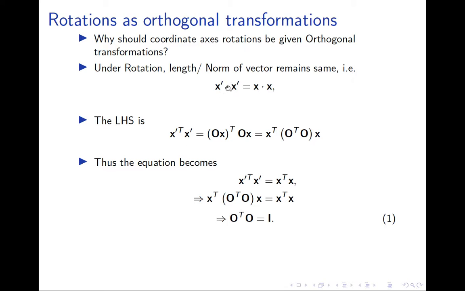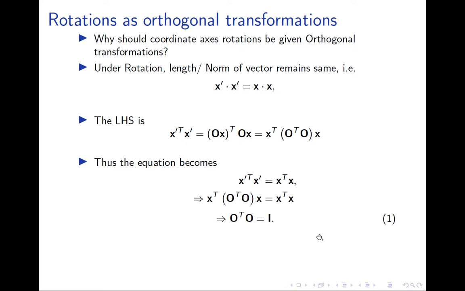So if I plug this into this equation, it becomes the second line: x transpose times O transpose O times x is equal to x transpose x. Now these two sides can only be equal if the quantity inside is equal to the identity matrix. But then, if you look carefully, this equation is just the defining equation of an orthogonal matrix: O transpose O equals identity. So that's why rotations, because they preserve lengths, must be orthogonal transformations.